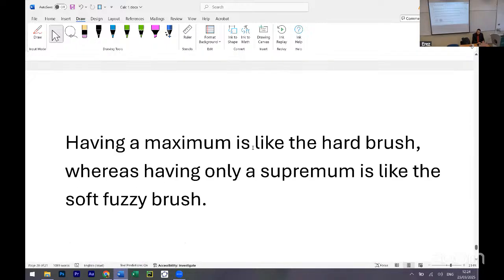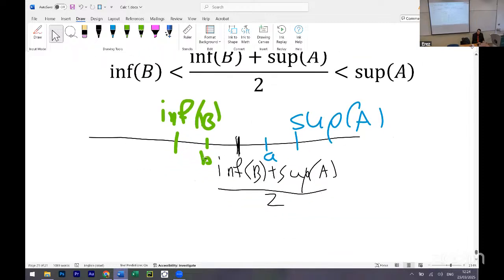And now I found an element of B, a fuzzy element, which is smaller than a fuzzy element of A, right? And the reason is, again, for the last time, supremum and the infimum are not elements of the fuzzy brush, they are the very edge, but there has to be fuzzy elements close to them. Okay, and that's what happens here. So that's the explanation of the mathematics. The mathematics is what I'm going to write.